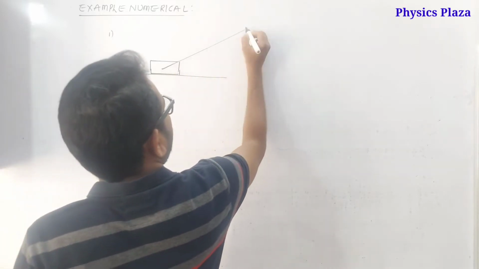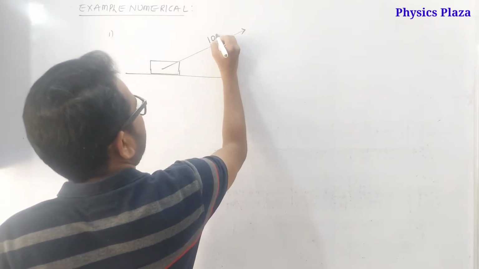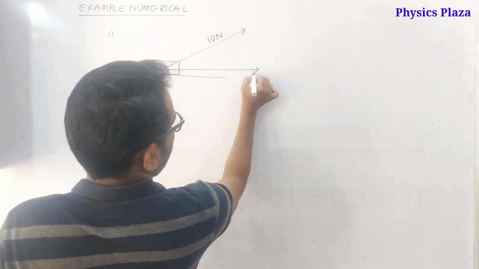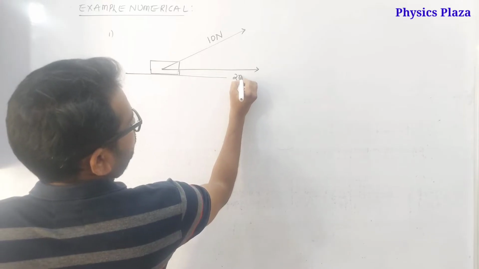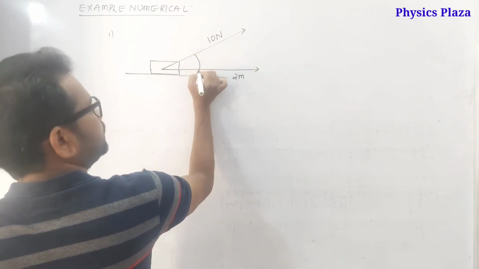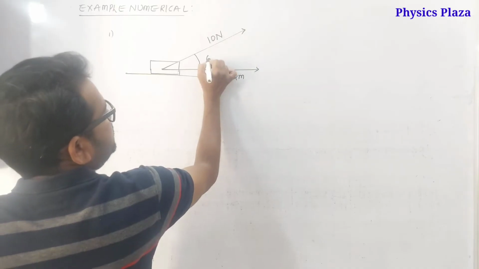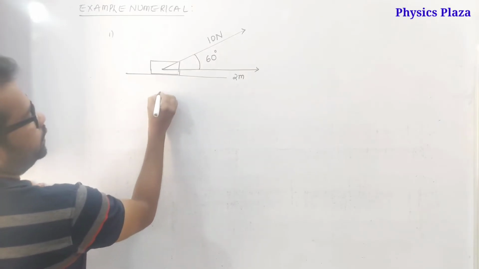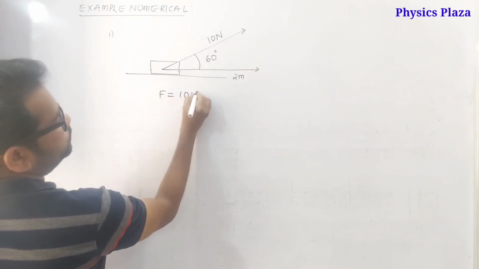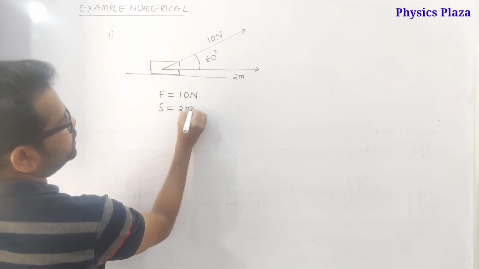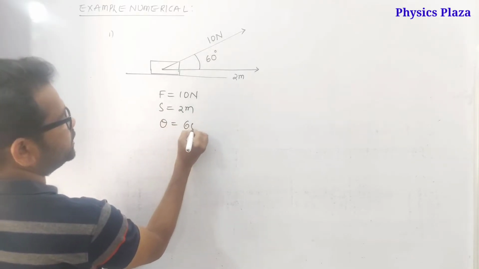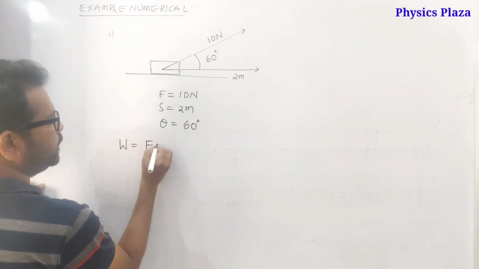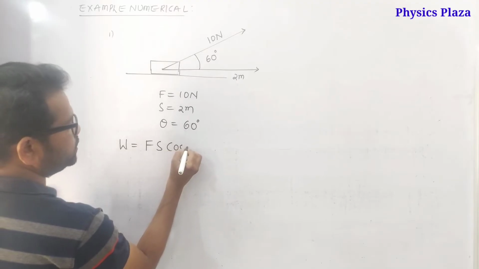so that on this body, let us take 10 Newton force acting, so that the body is displaced by, for example, 2 meters, in such a way that the angle between force and displacement is 60 degrees. So in this case, look at children, force is given 10 newtons, displacement is 2 meters, and the angle is 60 degrees. So the formula which we have, W is equal to, what is it children? Fs cos theta.